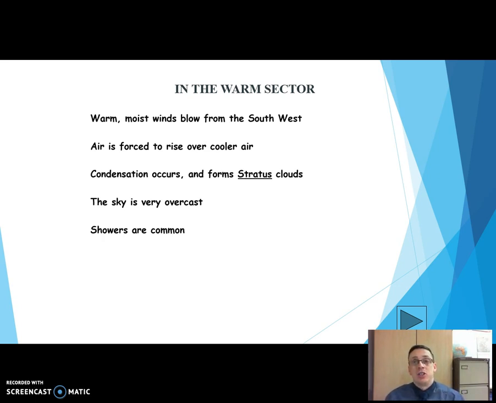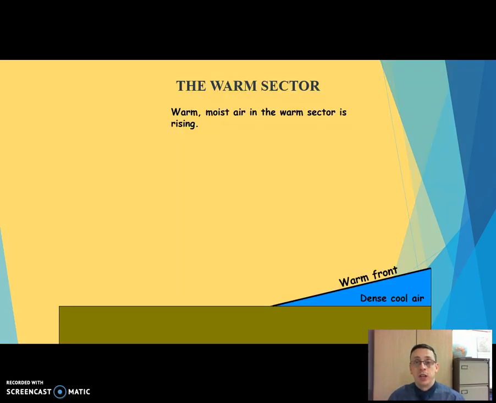But stratus clouds are when you look outside and it seems like there's just clouds that go on forever. That's stratus clouds. So it's very, very overcast, and while you tend not to get particularly heavy rain, showers are particularly common when you're in the warm sector.